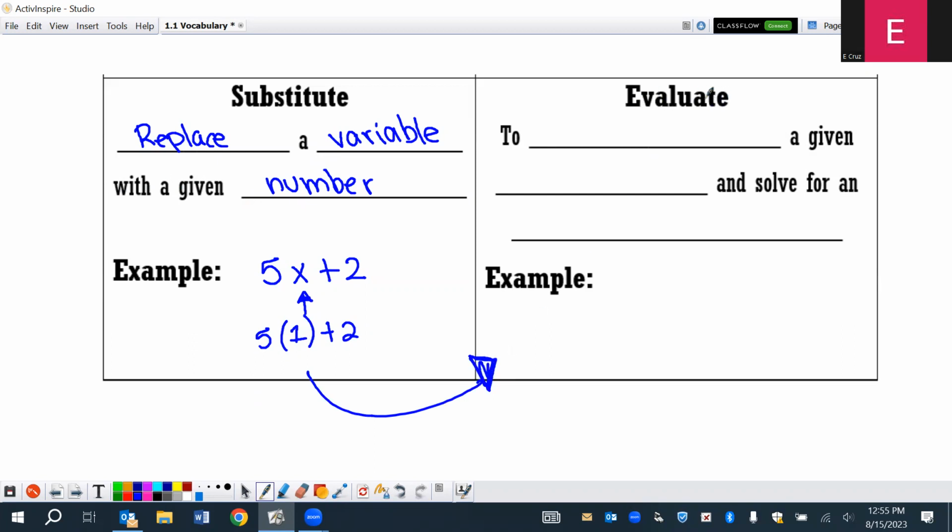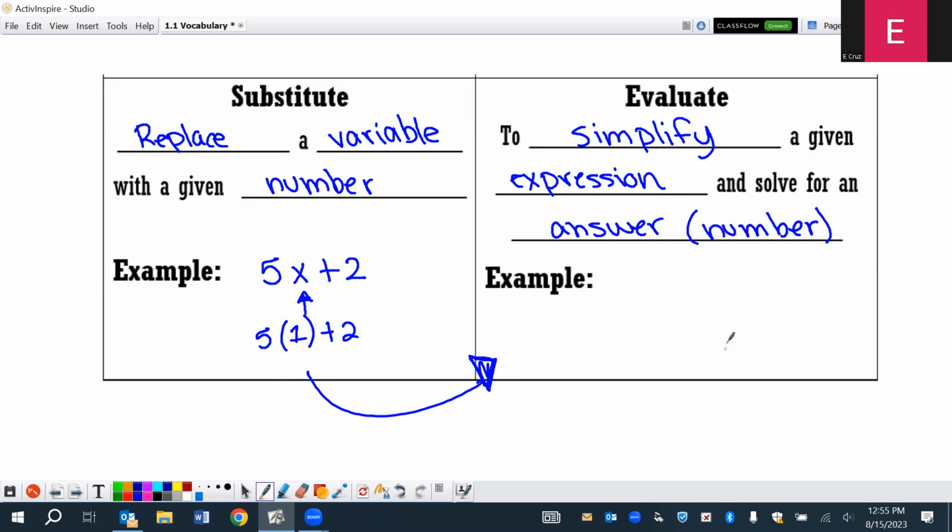And then from here, we move on to evaluate. To evaluate something is to simplify a given expression and solve for an answer, which we want a number. So here I substitute the variable with a 1. And then when I evaluate, I just multiply 5 times 1. That's 5 plus 2. That's 7. So that's to evaluate. It's just to get a final answer.